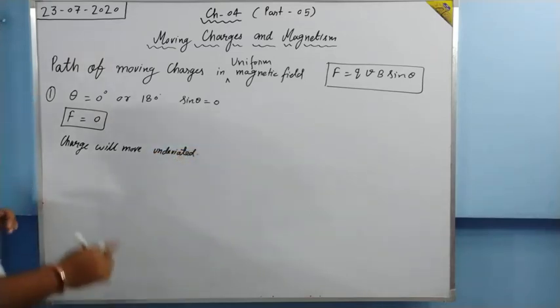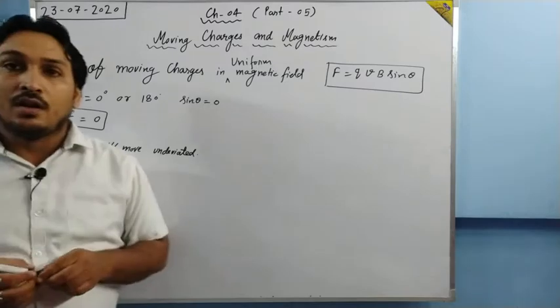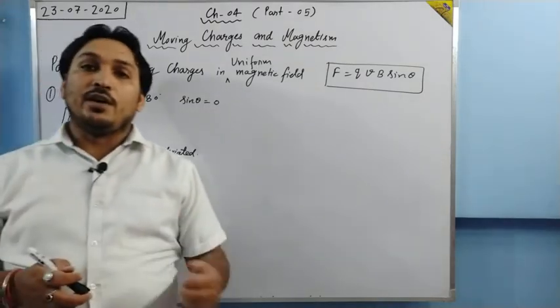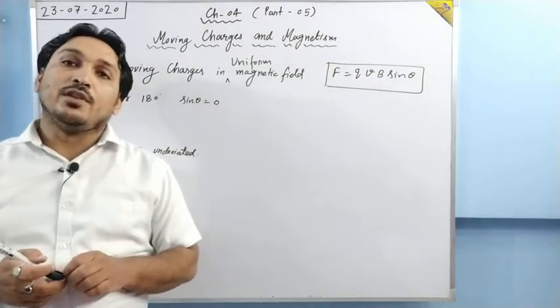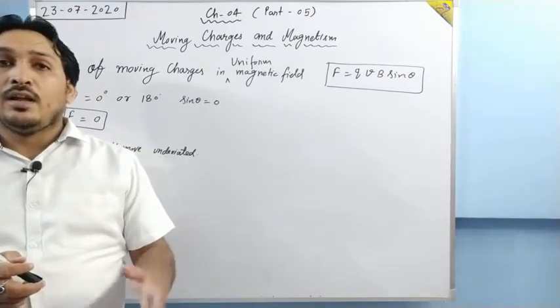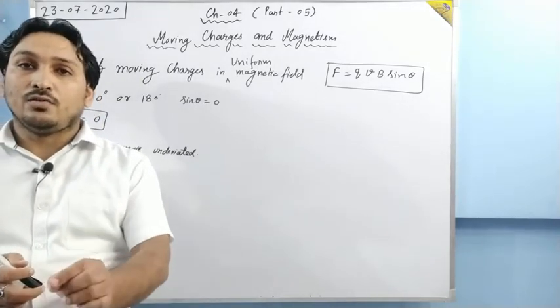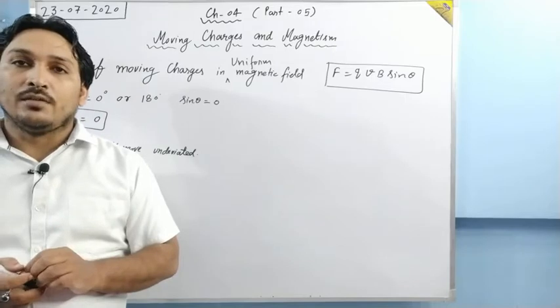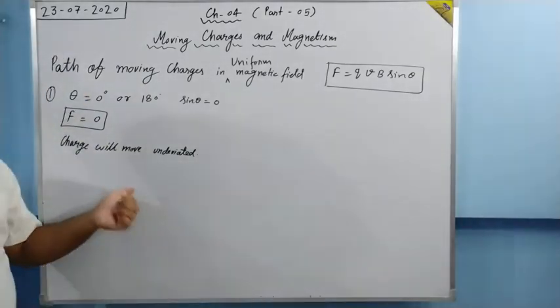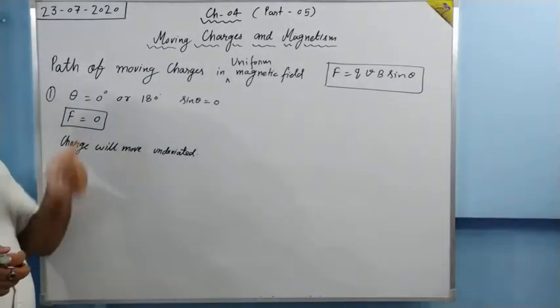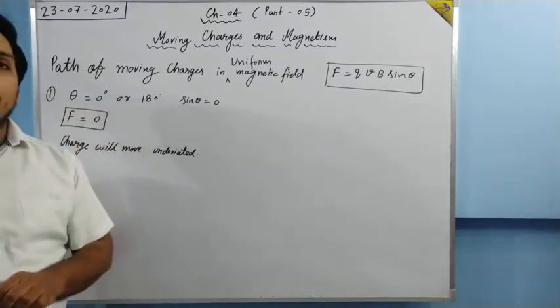This can be asked like this in the board examination. If a charge is moving undeviated in a magnetic field, then what is the angle between the velocity of the charge and the magnetic field? The angle can be 0 or 180 degrees, right? Because the charge is moving undeviated. It simply means that force is 0. It simply means that the angle is 0 or 180 degrees.